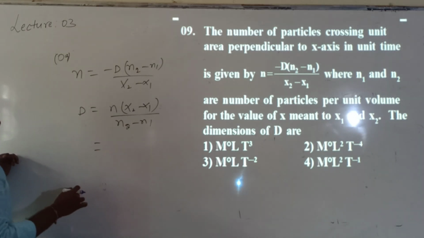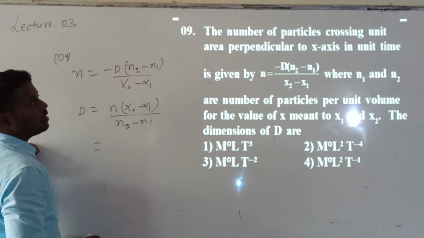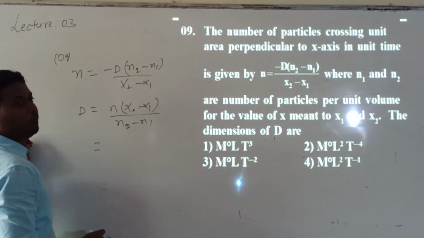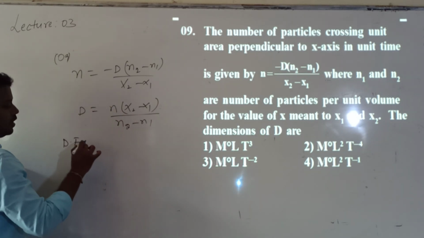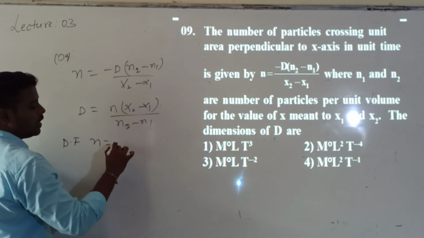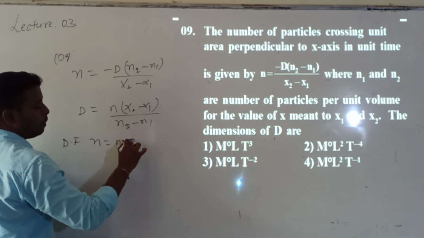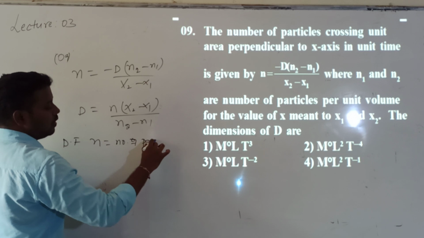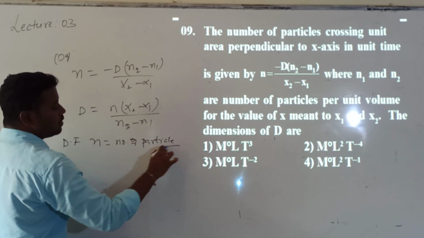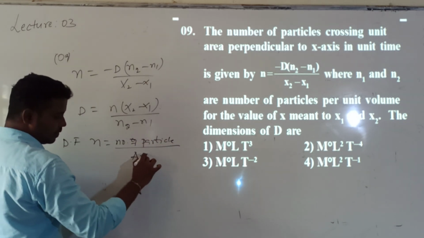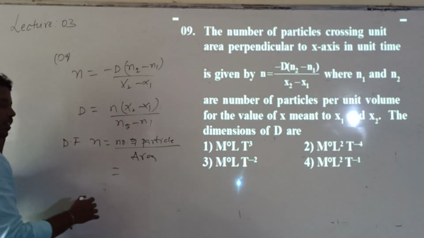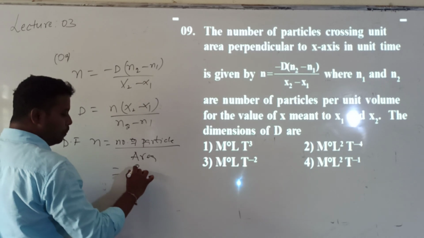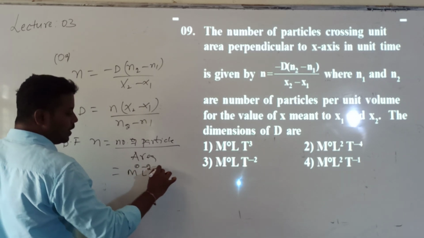What is n they are telling? Number of particles crossing per unit area perpendicular. So what is the dimensional formula of n? N is the number of particles crossing per area. Number of particles, so number is dimensionless. So what is the dimensional formula here? M power 0 L power minus 2 T power 0.